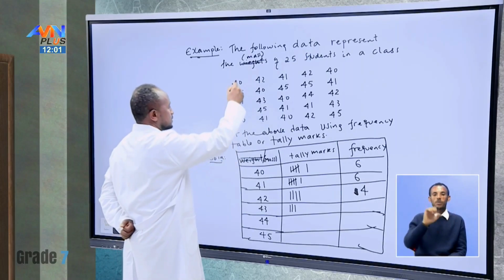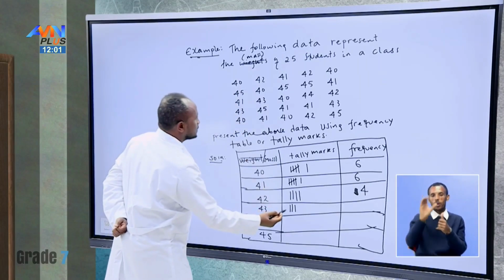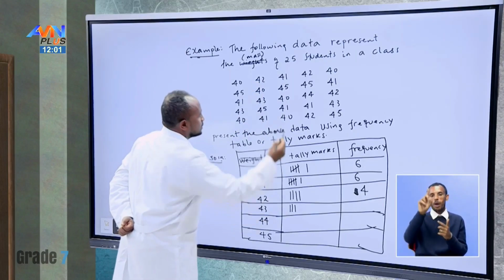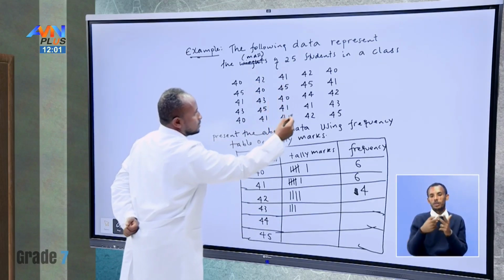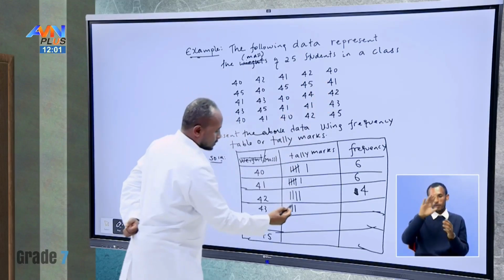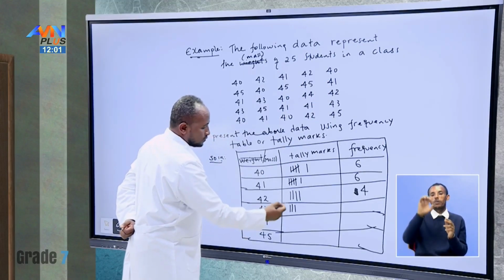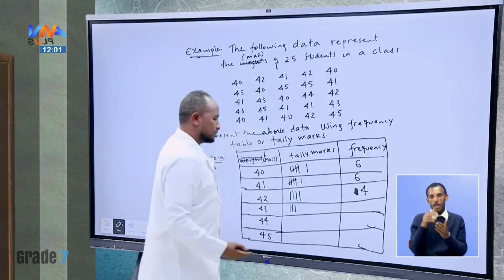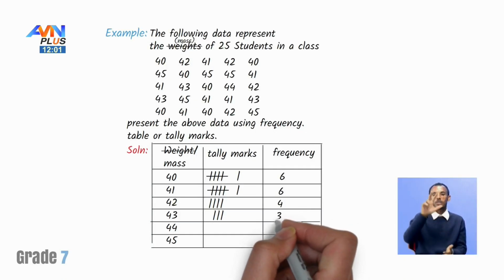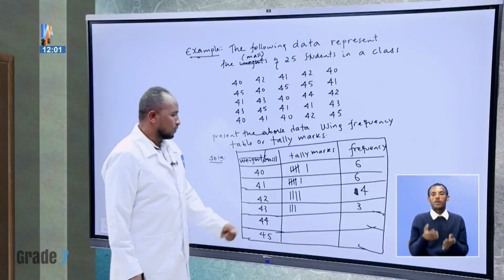Let's count 43, the occurrence of 43. 43 in this column, it occurs once. 43 occurs here once. There is no 43 here. There is no 43 here. 43 occurs once, so 43 in total happens 3 times. Therefore, the frequency of 43 is 3. Now let's proceed to 44.